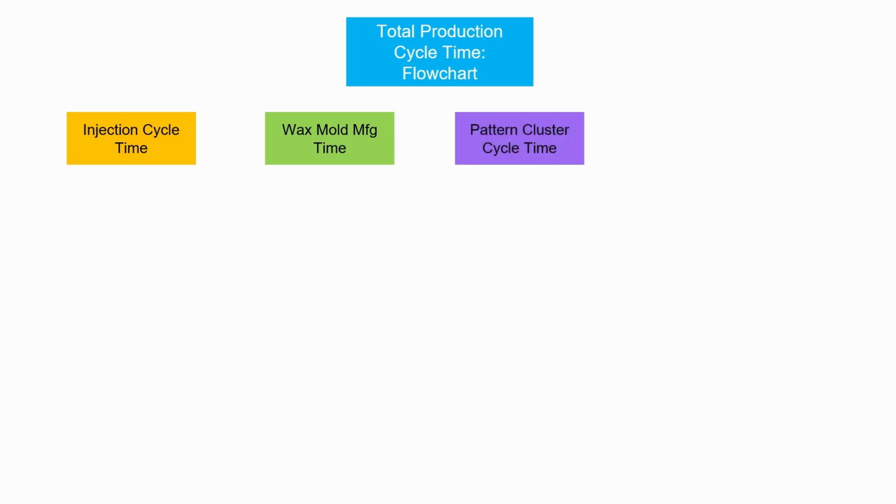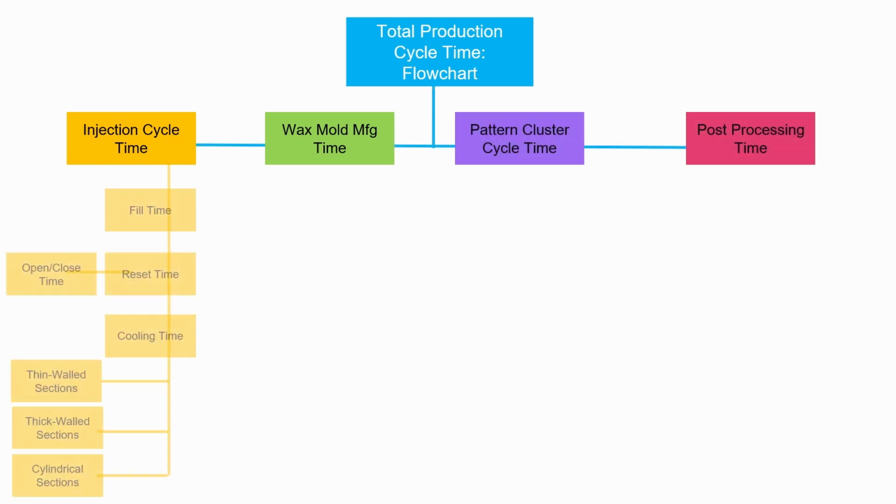This flowchart goes through the production cycle time as outlined by Boothroyd and Dewhurst. It can loosely be broken up into four sections: the injection cycle time, wax mold manufacturing time, pattern cluster time, and the post processing time. The injection cycle comprises three main steps, which are the fill, reset, and cooling time. The injection cycle time is reminiscent of the standalone injection molding cycle times covered in Chapter 8, but there are some differences, so be careful not to just reuse the equations learned from that chapter.